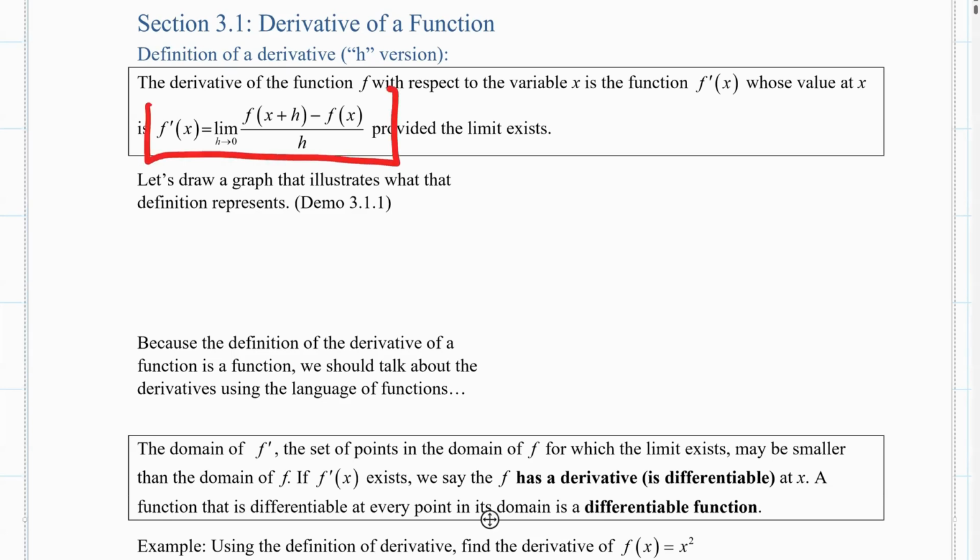The derivative of a function is defined using this expression. It says if you have some function f which is a function of x, then the derivative is called f prime, and it can be found by taking the limit as h approaches 0 of f of x plus h minus f of x all over h.